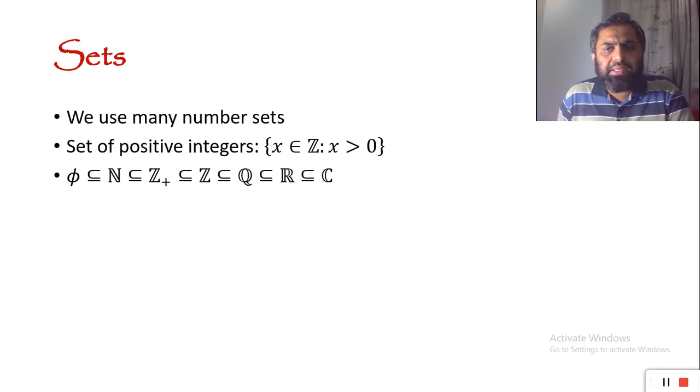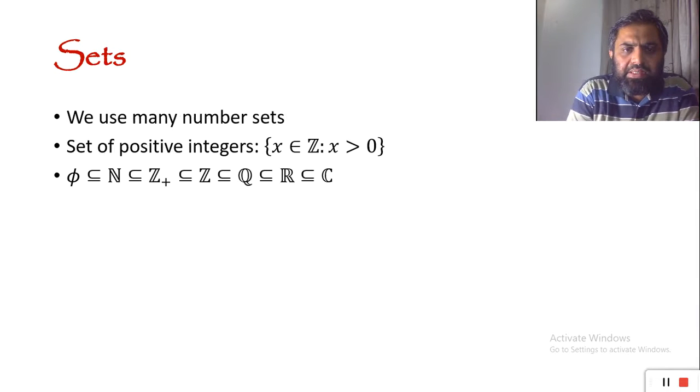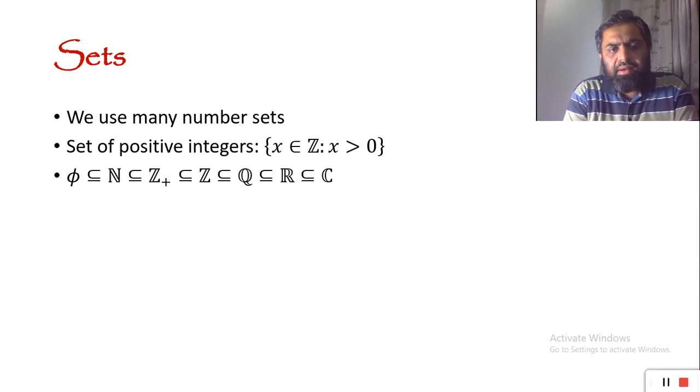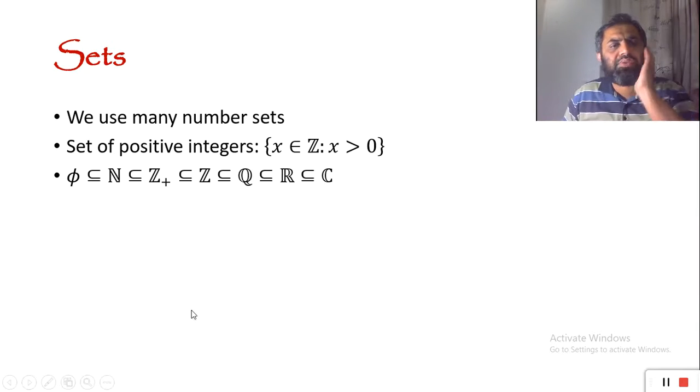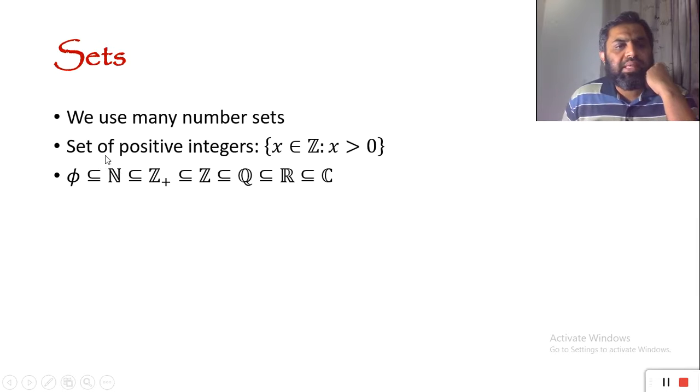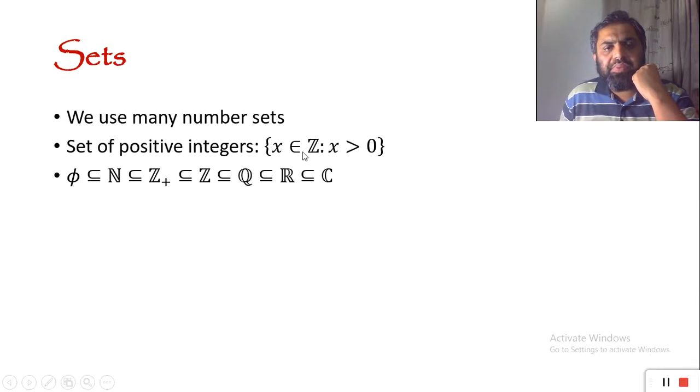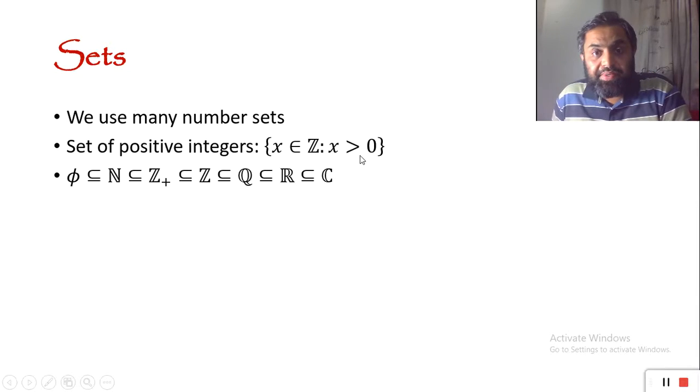Before discussing more operations on sets, let's see the number sets. We are familiar with the number sets. We have been using them from class 1 till now in our daily life. Every time we are playing with numbers, we use many number sets. For example, we have the set of positive integers. We have integers, and among these integers we only take positive integers. So we can define it like x belongs to Z, Z the set of integers, such that x is greater than 0. So x is a positive integer.